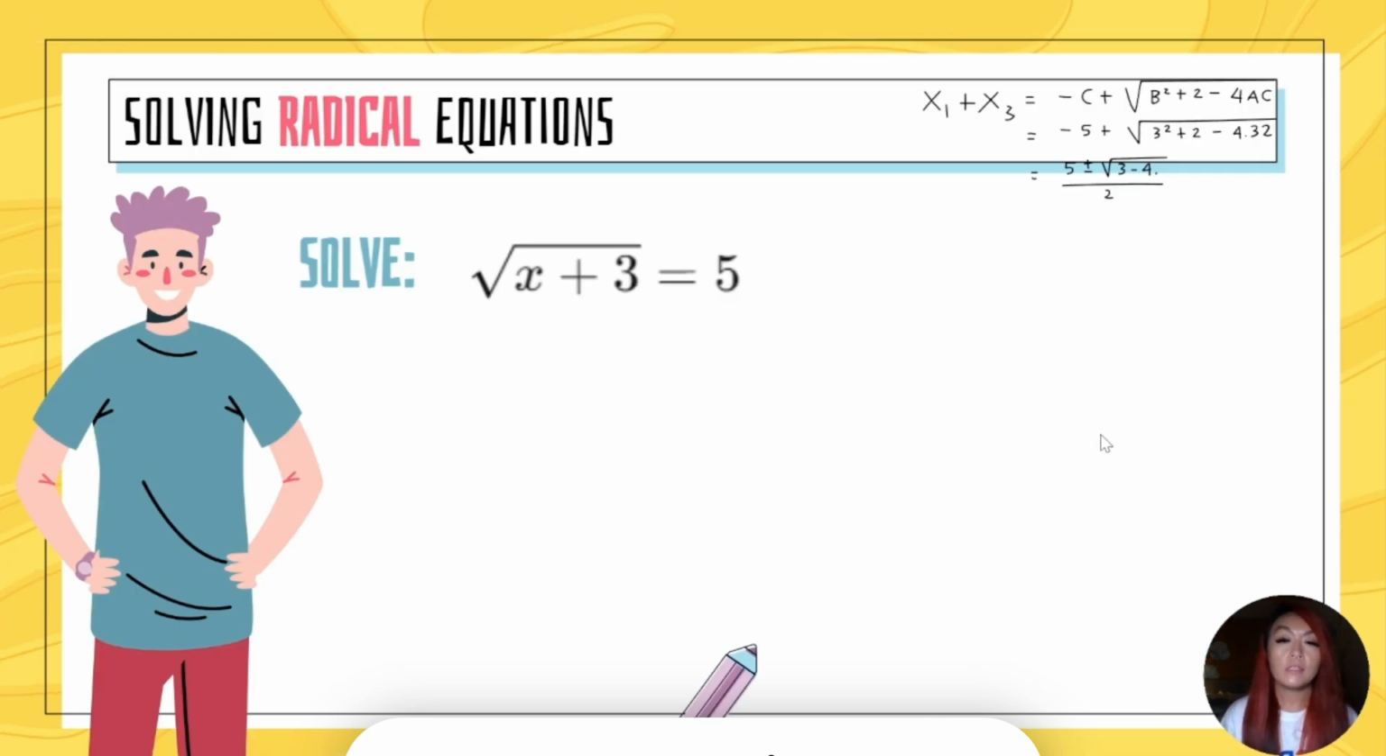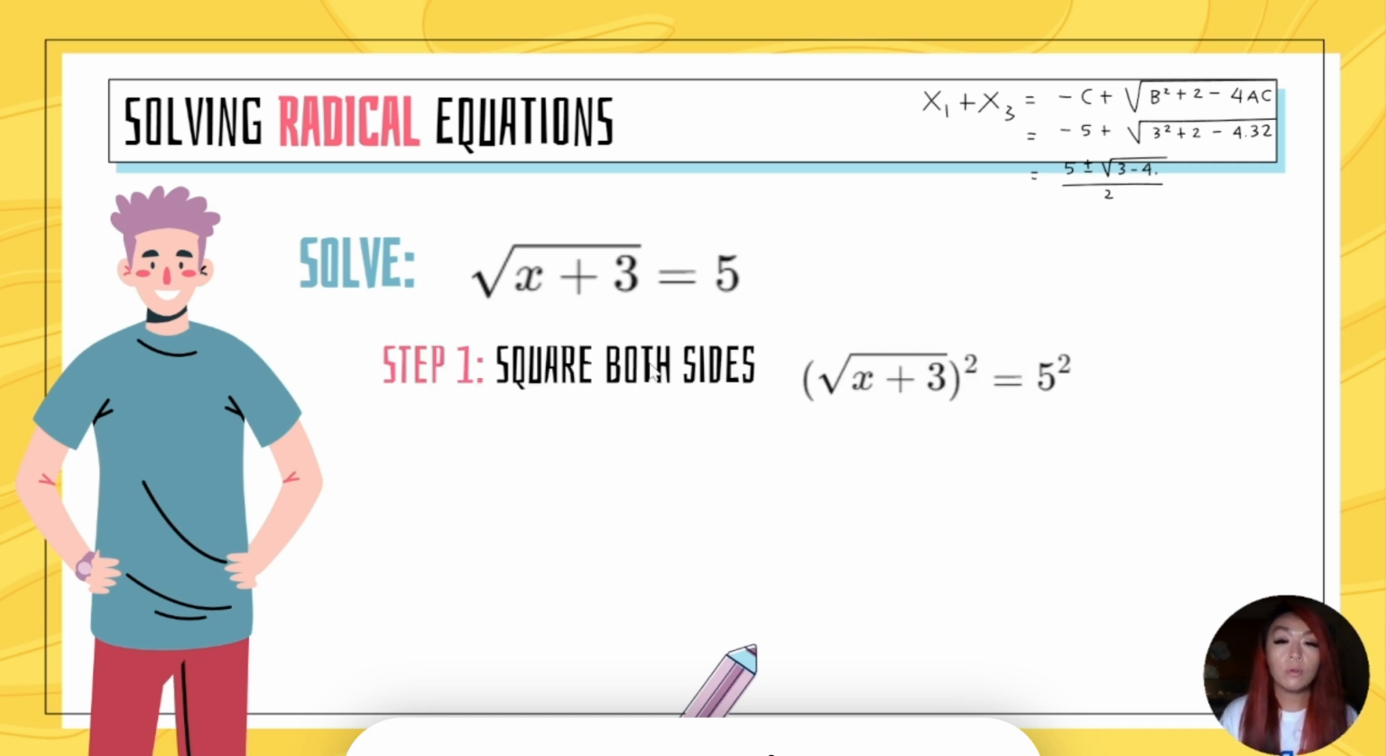So let's practice. We have the square root of the sum of x and 3 equals 5. In order to solve this, we'll square both sides. And remember, the square root of x plus 3 is the same thing as x plus 3 raised to the 1/2 power. So what we're doing here to solve is raising both sides to the reciprocal power.